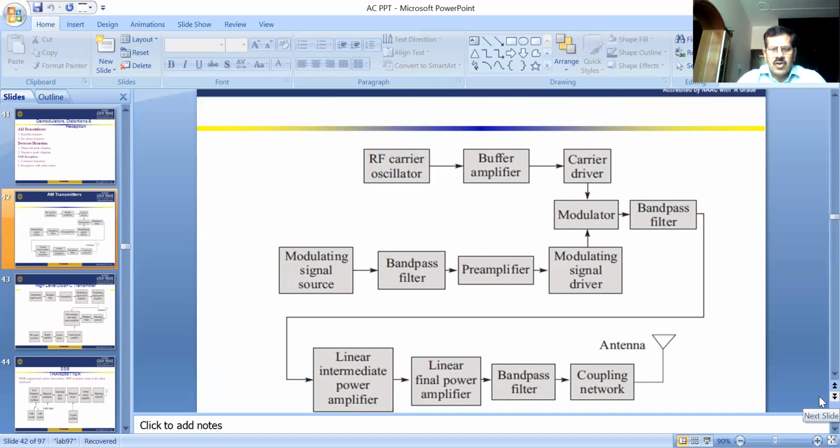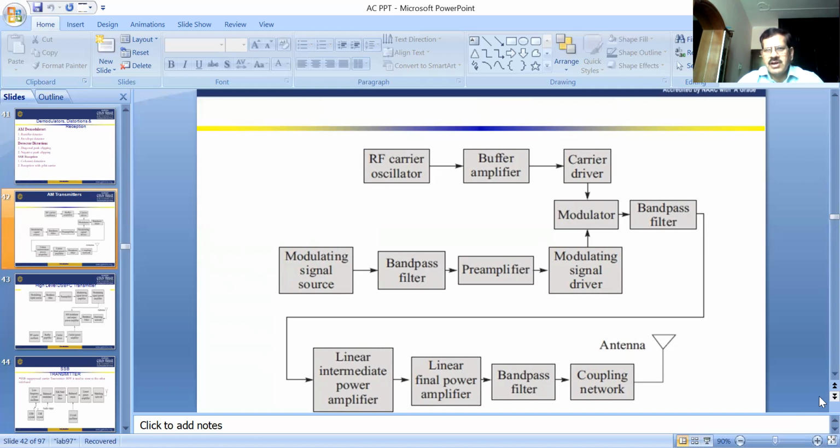This is the block diagram of the transmitter or modulation process. In this diagram we see the RF carrier oscillator, which generates the high frequency RF carrier signal. Then this signal is applied to the buffer amplifier, and the function of the buffer amplifier is to increase the strength of the carrier signal.